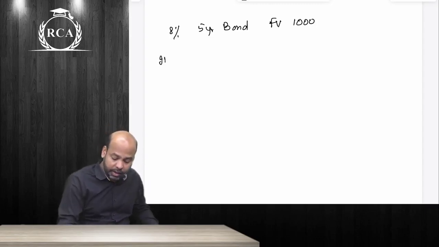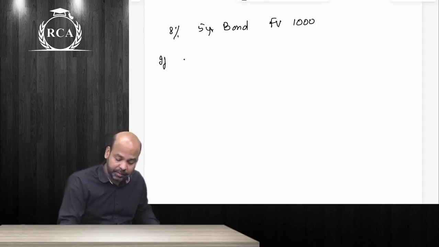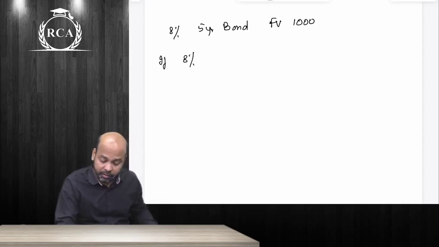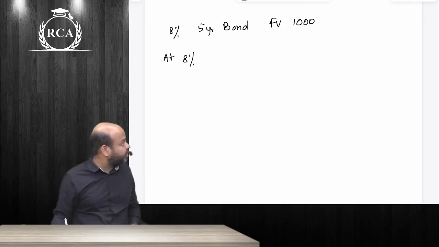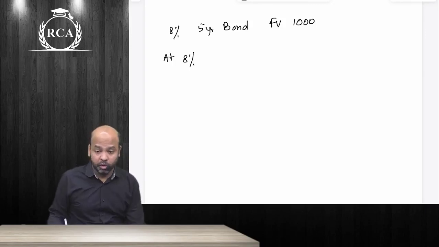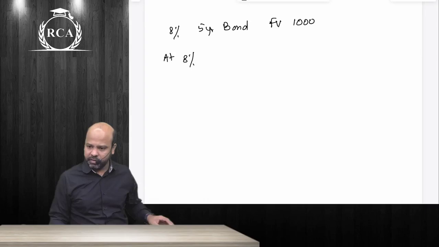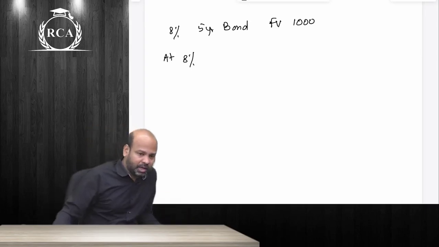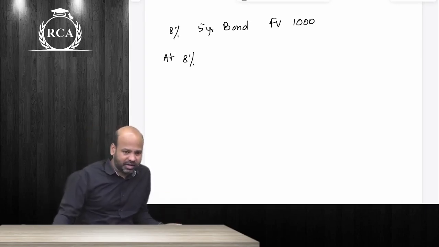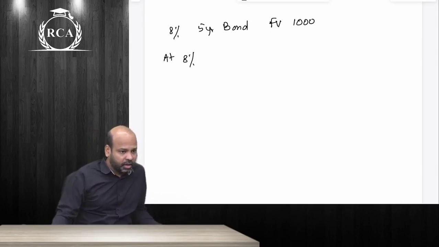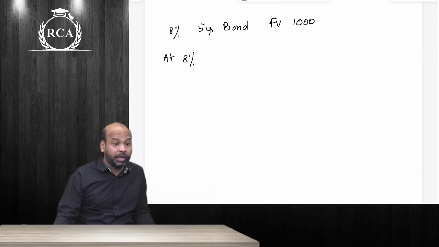If the required rate of return, or if the prevailing yield, is say 8%, what do you think will be the value of the bond, guys? If the yield is 8%, what will be the value of the bond? 1,000. You do not even have to calculate, guys. A bond that is redeemable at par, and if the required rate of return is exactly equal to its coupon rate, the bond should be trading at par value. Only if the bond is redeemable at par.